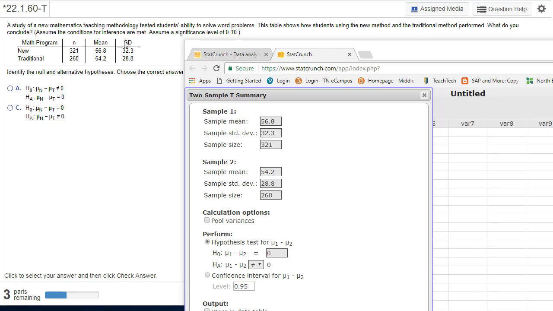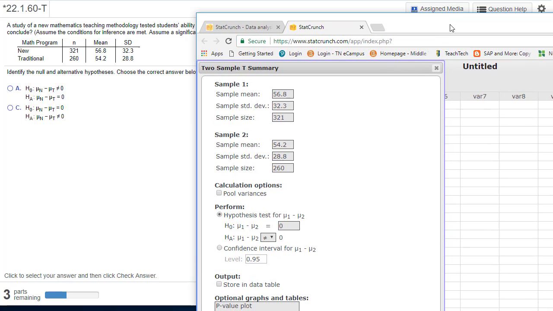Okay, and as I'm reading the problem, I'm trying to see if there's any indication on which direction, if they're just trying to detect a difference, or if they think the new method would do better. But they never do state that. So we're just detecting, is there a difference? So in StatCrunch, you're just going to leave this at not equal to. So we can go either direction.